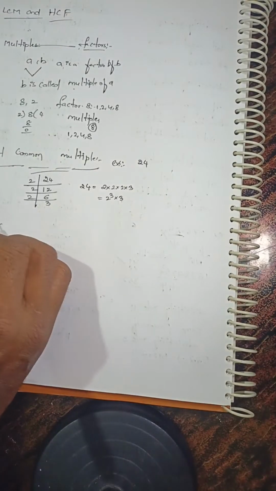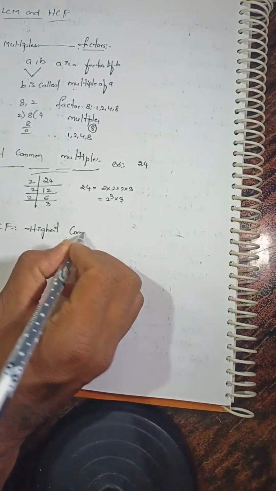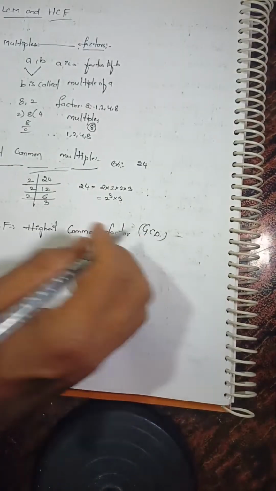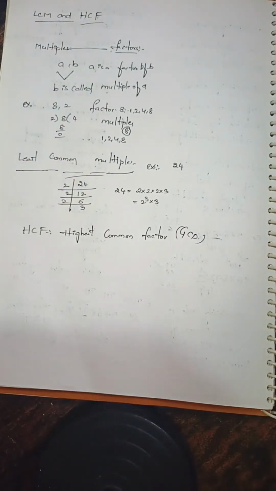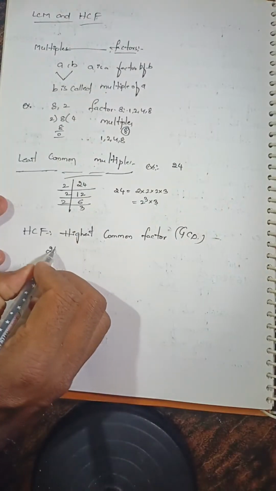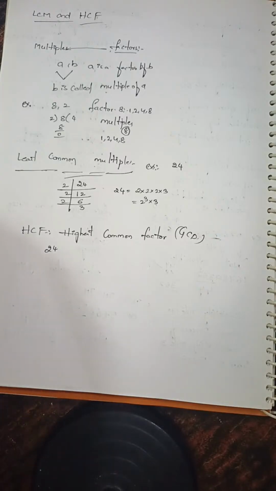Now HCF. HCF is nothing but highest common factor, also called GCD, greatest common divisor. We can call it GCD, also we can call it HCF, that is highest common factor. Now we are taking the same number 24. We are not able to find GCD for a single number. To compare, we should have at least two numbers.